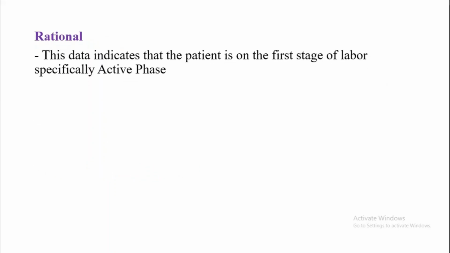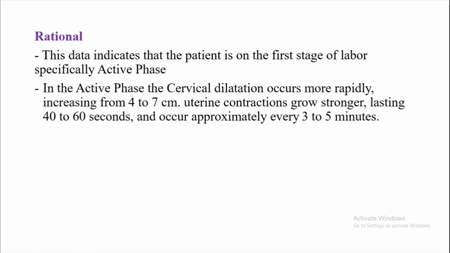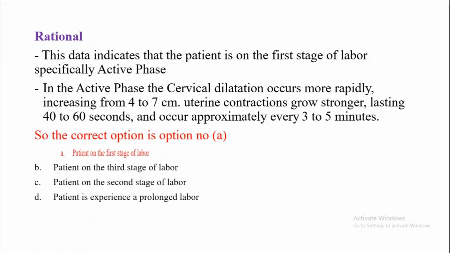This data indicates that the patient is in the first stage of labor, specifically the active phase. In the active phase, the cervical dilatation occurs more rapidly, increasing from 4 to 7 centimeters. Uterine contractions grow stronger, lasting 40 to 60 seconds, and occur approximately every 3 to 5 minutes. So the correct option is option number A, patient is in the first stage of labor.